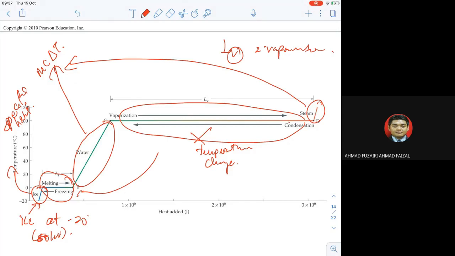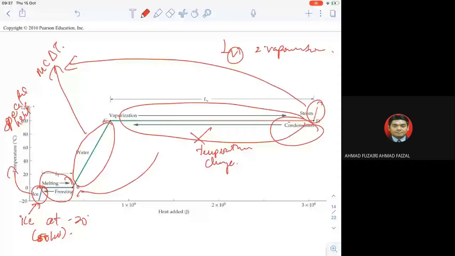Kalau dalam kes heating lah. Tapi kalau dalam kes cooling, dia terbalik pula. Daripada gas nak jadi cecair, dia panggil condensation. But we still use a latent heat of vaporization. Latent heat of vaporization ni akan ambil dekat tempat ni. A boiling point of water. This is especially for water.